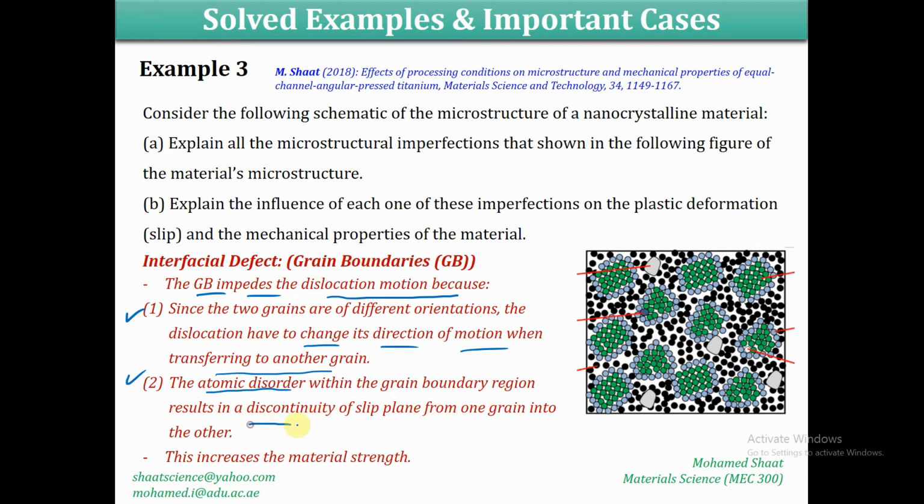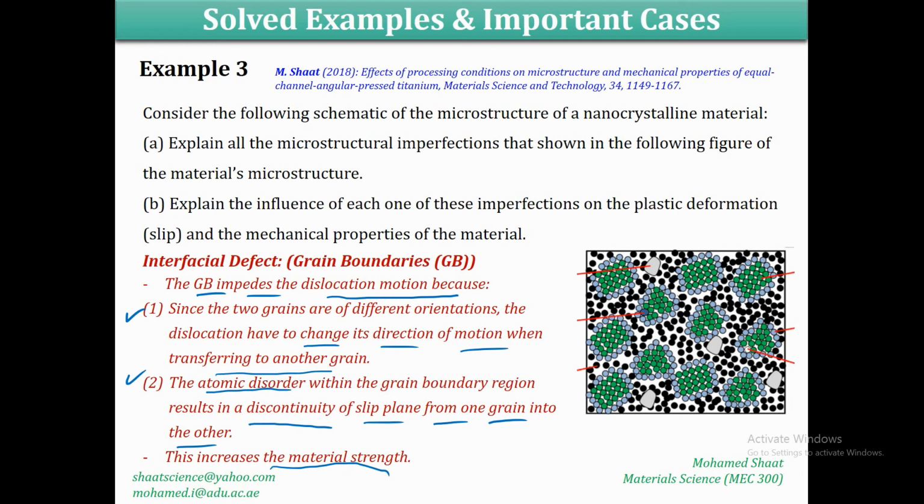This results in a discontinuity in the slip plane, as we mentioned in chapter 7, from one grain into the other grain, and this is what makes the strength of the material increase. So as a result, this increases the material strength. If the material strength is going to increase, what should we expect about the ductility? As we mentioned in chapter 7, and as was mentioned in the textbook, in many cases the ductility is going to decrease.